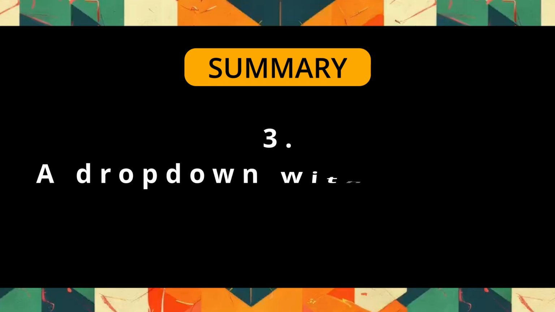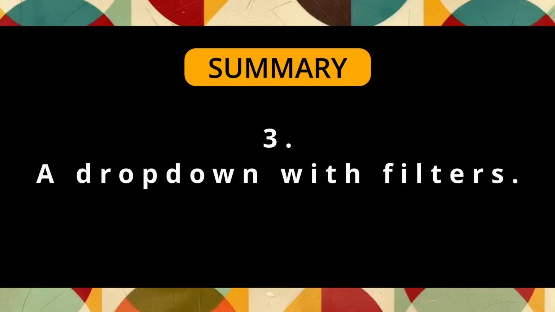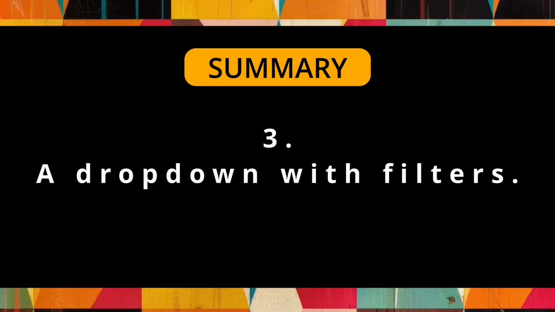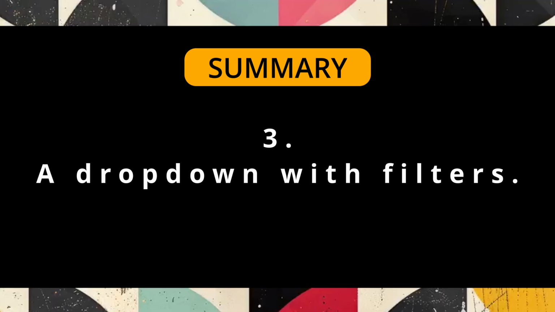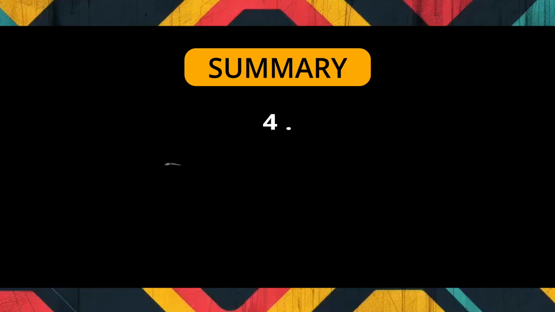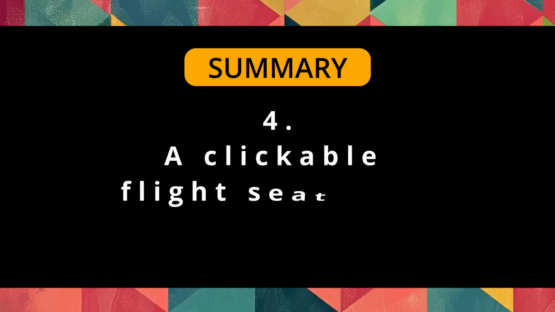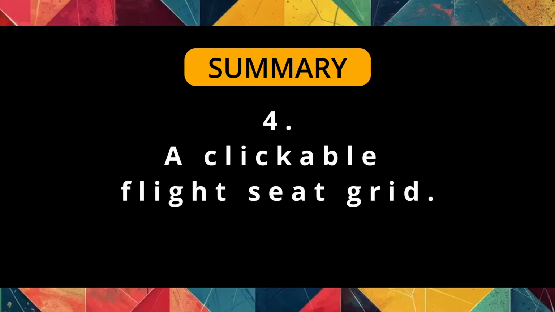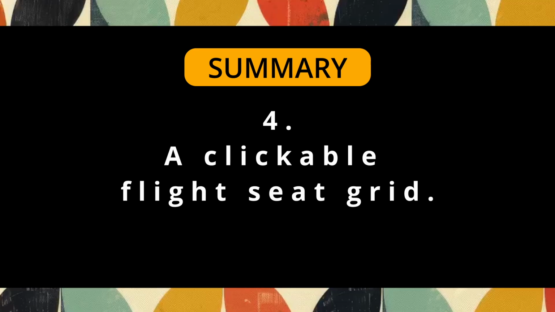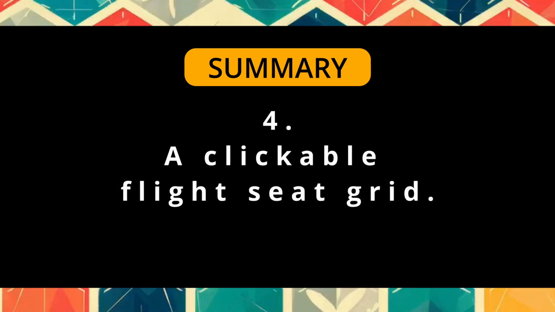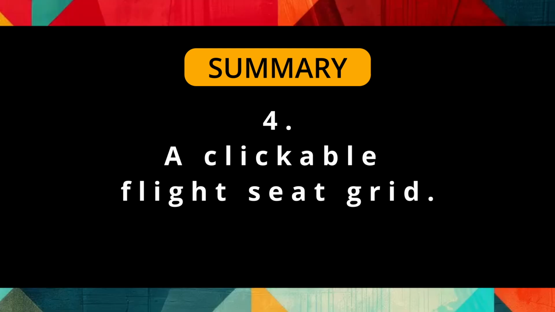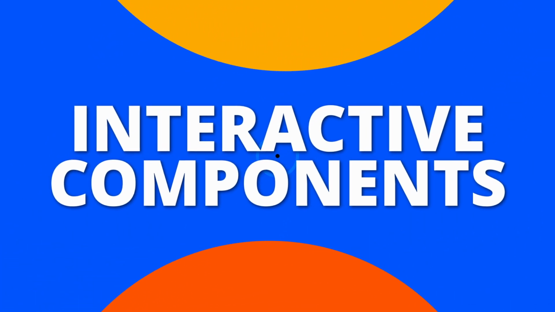Then a drop-down with filters. We had created a drop-down panel in which we'll click on the drop-down arrow and a panel will appear with the options. Lastly, a clickable flight seat grid. As we see, whenever we book a flight, a layout of the flight will appear which will show the available seats, selected seats and the unavailable, etc. And all this has been built using interactive components in one frame each.